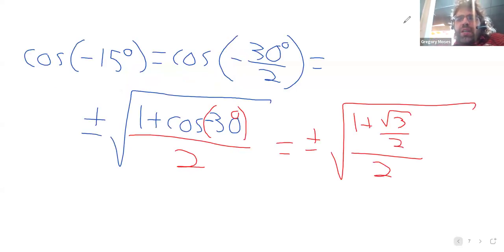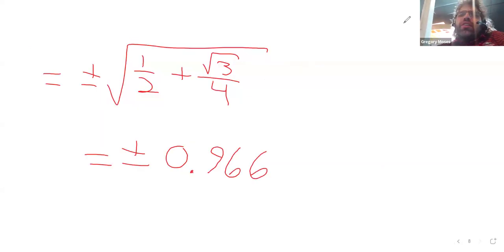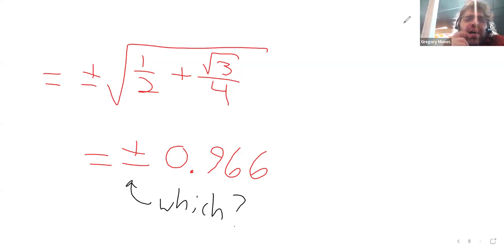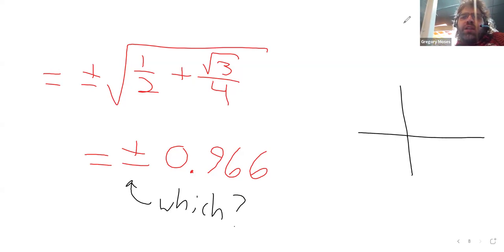So again, this plus or minus symbol is different from like in the Pythagorean theorem. In the Pythagorean theorem, you're getting two answers. Here, you only get one answer. You have to decide, do we want a positive sign or a negative sign? And we think it through, and we think, well, our angle's in the fourth quadrant. The x coordinate is positive. So we want a positive number here, positive 0.966.